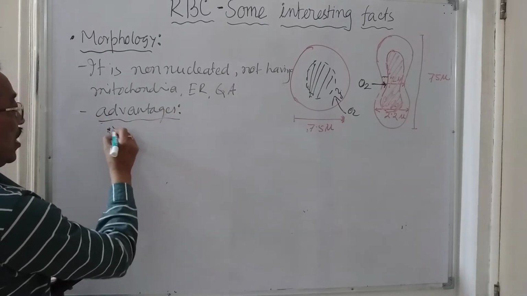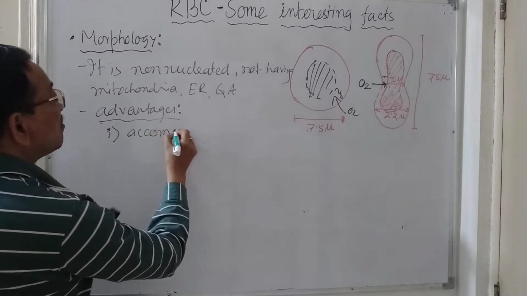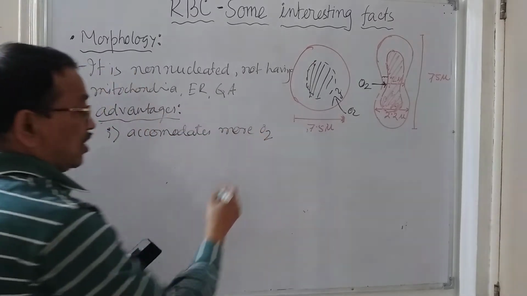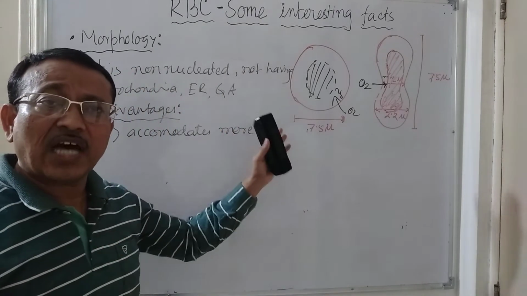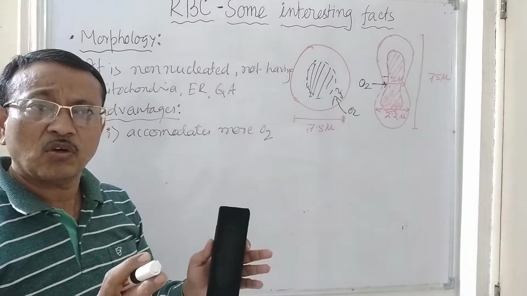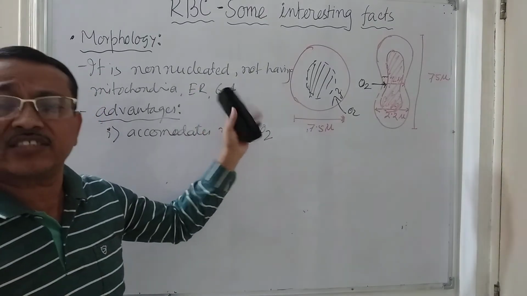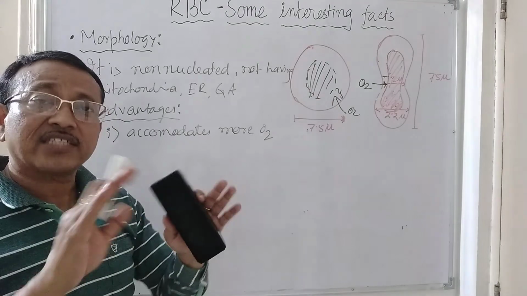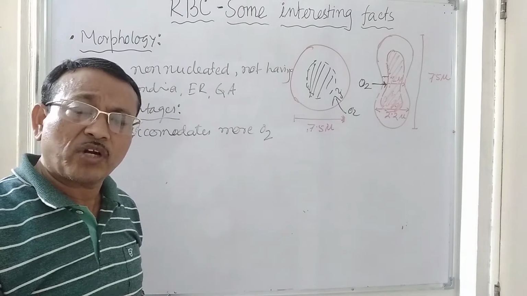Number one, it accommodates more oxygen, as these organelles are not there within the RBC. Obviously some extra space is available, which would otherwise be occupied by the nucleus or endoplasmic reticulum or mitochondria, etc. So as those organelles are not there, some extra space will be available, and within this extra space more hemoglobin can be accommodated.